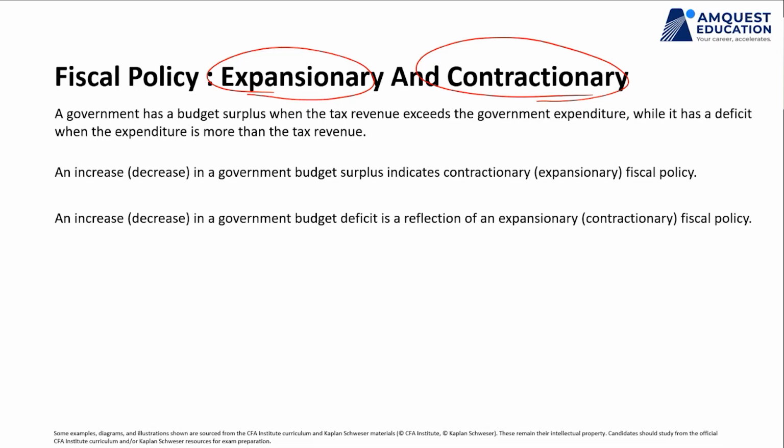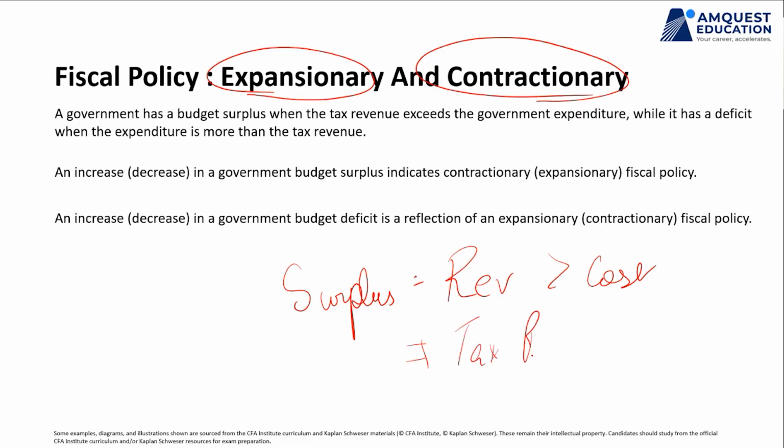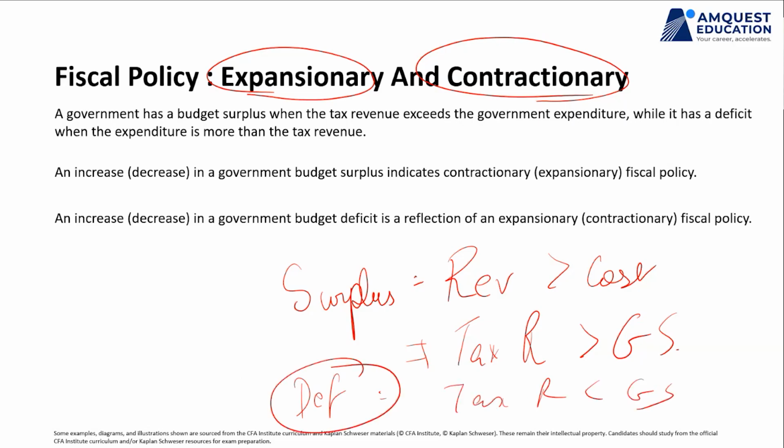Understand one thing, what do you mean by surplus? Surplus means more money, right? Can you say when revenue exceeds cost? So in fiscal policy, there is a surplus when the government's tax revenue is greater than the government spending. Government is making more money. In the same way, if the government's revenue is less than the government spending, that's called a deficit. Got it? So surplus is more revenue, deficit is less revenue.